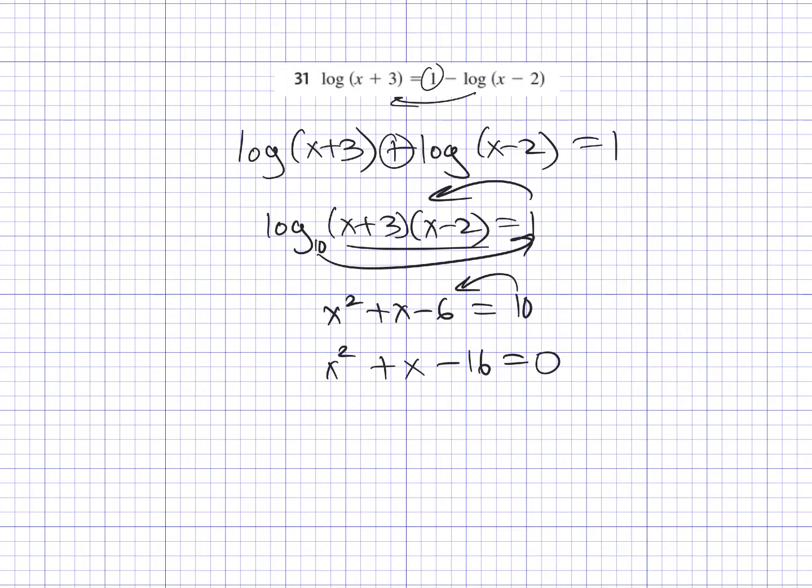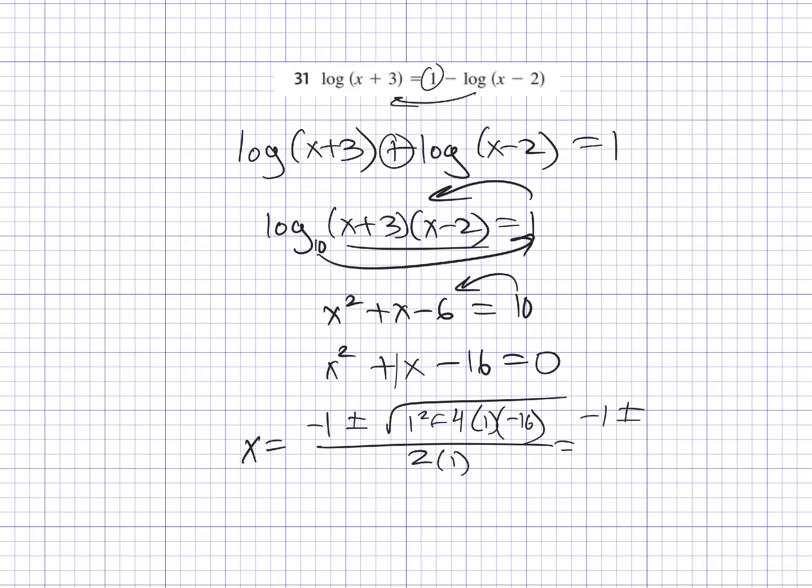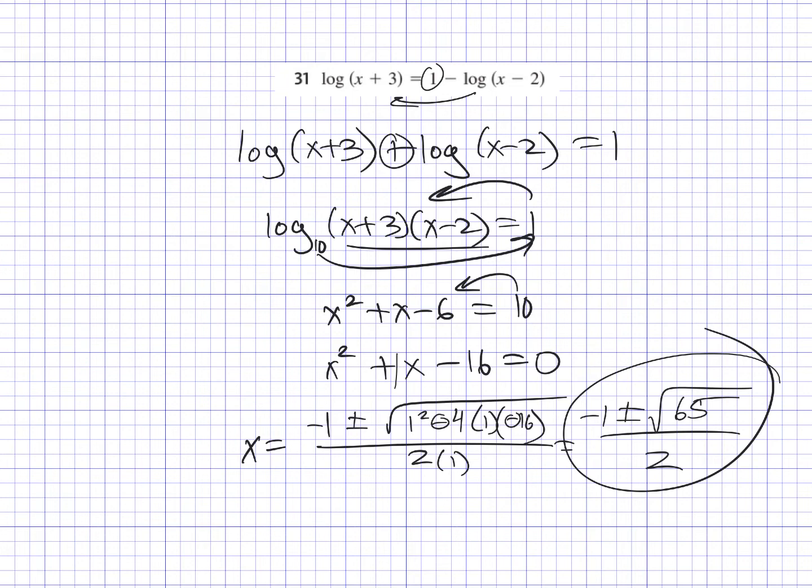Okay, so now factors of 16 that give you 1x. Well, there isn't one, so now you have to use the quadratic formula. So negative b plus or minus the square root of b squared minus 4 times a times c all over 2 times a. So negative 1 plus or minus the square root of 1 plus 4 times 16, which is 64, plus 1 is 65, all over 2, and that would be your two possible answers. But if we take negative 1 minus the square root of, let's say, the square root of 64, which would be 8. So if we take negative 1 minus 8, that's negative 9 over 2, which is negative 4.5.